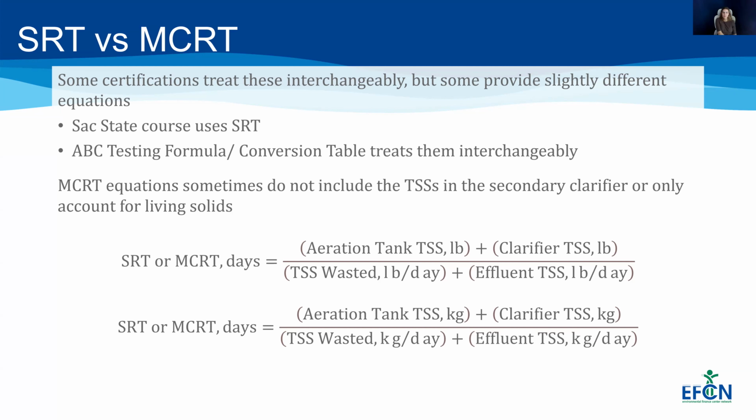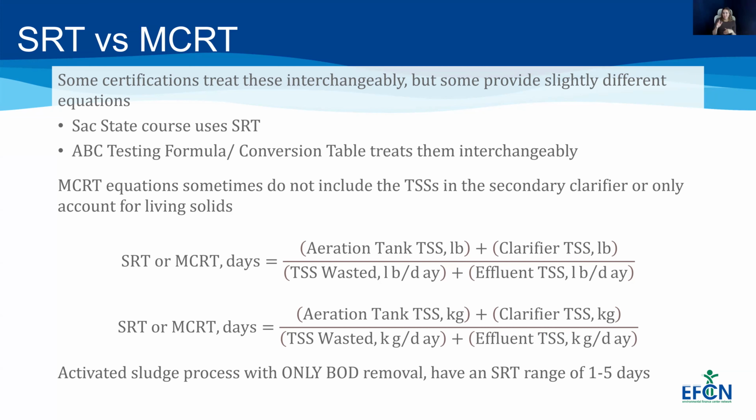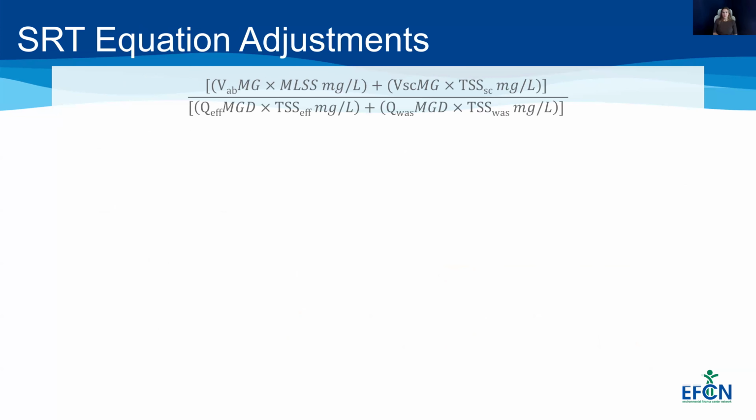And you can also show this as kilograms as opposed to pounds if you're using the metric system. And then sometimes if you're doing an activated sludge process with only a BOD removal, your typical SRT range will be about 1 to 5 days. So here's a couple examples of how these problems may be adjusted.